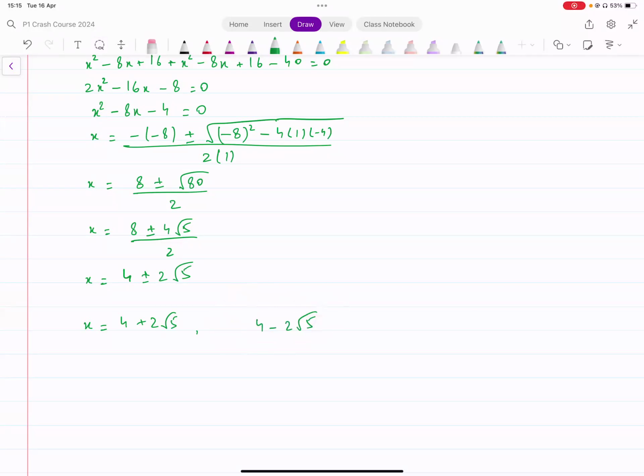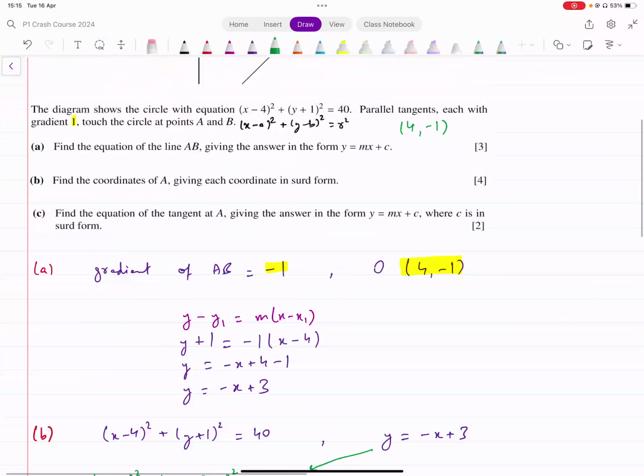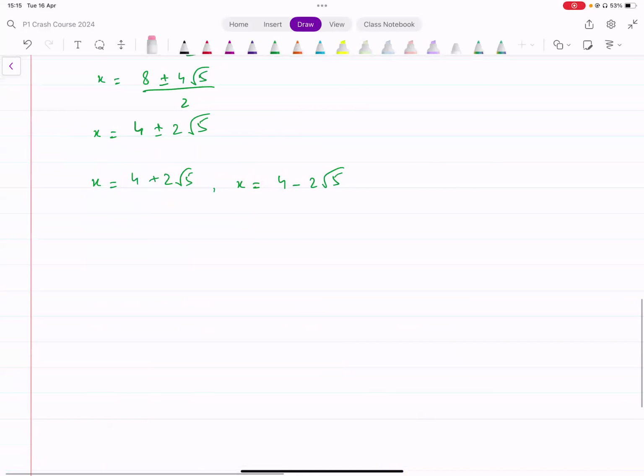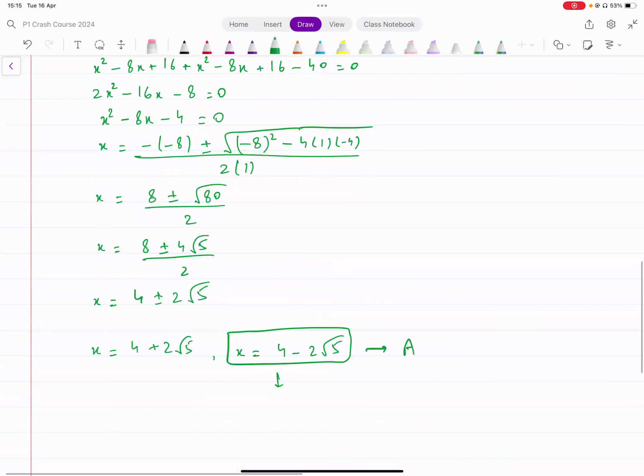These are 2 x coordinates. Now what were we looking for? We were looking for the coordinates of the point A. A is the one that has a negative x coordinate. So we should be using this one, the one that has a negative x coordinate. This is the point A. We also need to find the y coordinate now. We've got the x coordinate. How do you find the corresponding y coordinate?